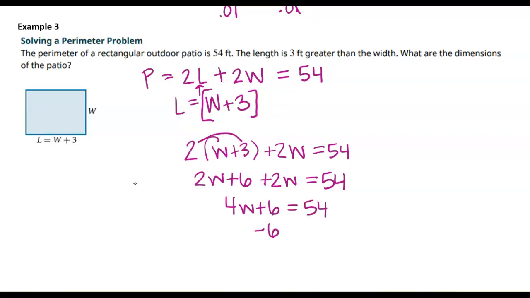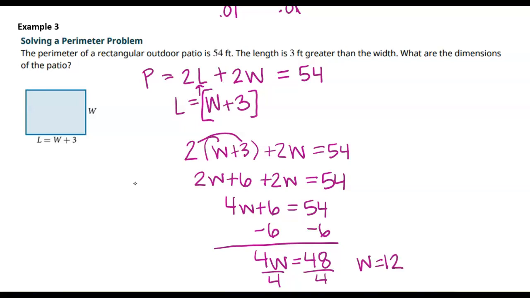I'm then going to subtract 6 on both sides to isolate my variable. I get 48, and then divide by 4. So the width has to be 12. If my width is 12, I know my length has to be 3 more than that. So my length must be 15.